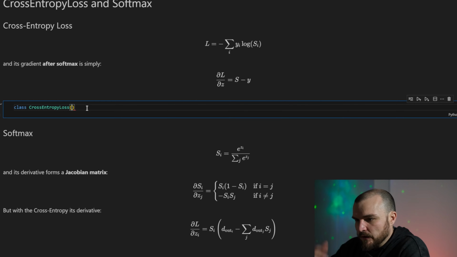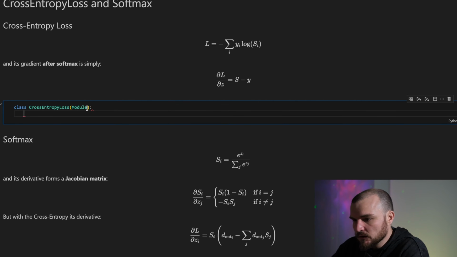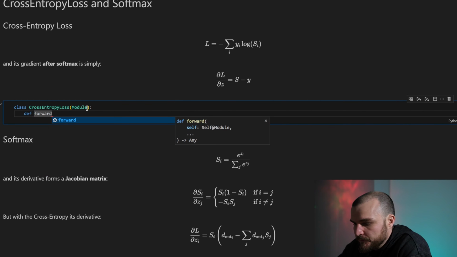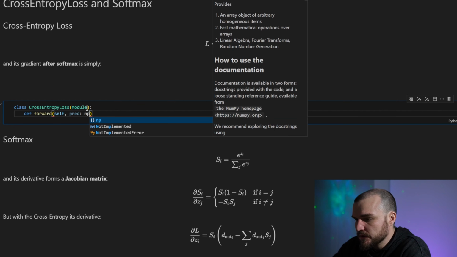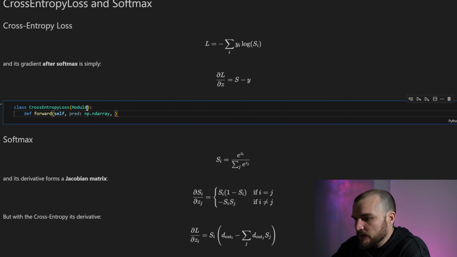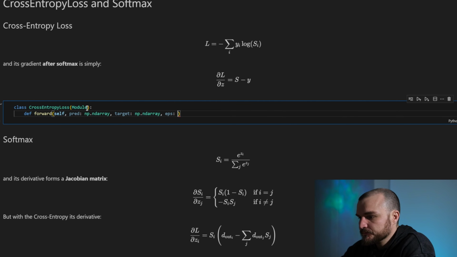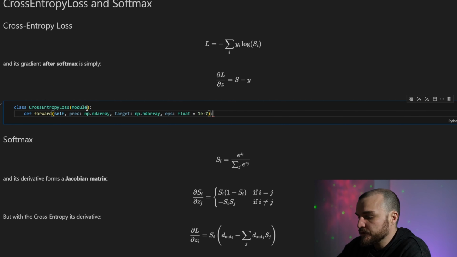Okay. We know that this is a child of the Module base class, and we need to define the forward method. We have self, then the predicted labels as a NumPy ndarray, and the target labels. Also, let's add the epsilon term as a float, and by default let's set it to 10 to the power of -7.